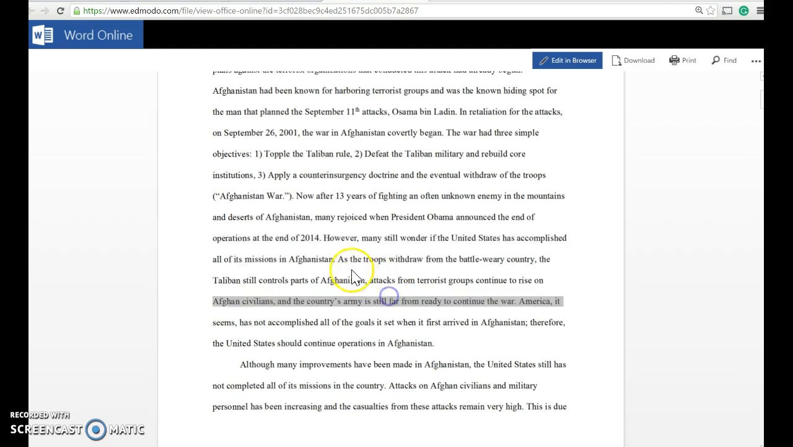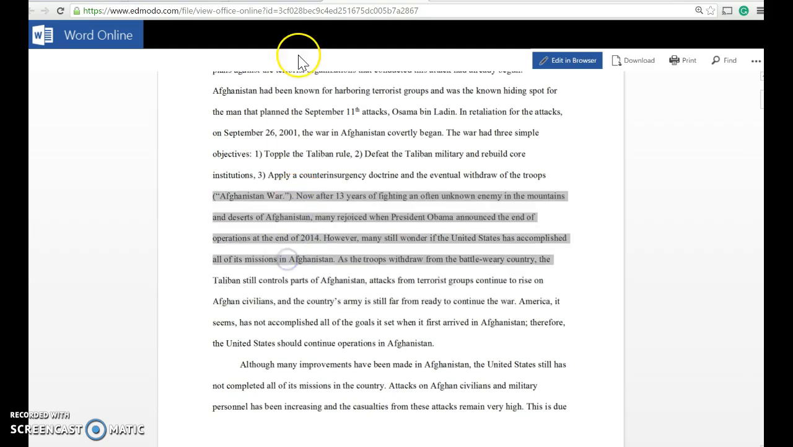And he expands on that somewhat more in this particular sentence when he states, as the troops withdraw from the battle-weary country, the Taliban still controls parts of Afghanistan. Attacks from terrorist groups continue to rise on Afghan civilians, and the country's army is still far from ready to continue the war. So at this particular point in time, you can see that he's starting to streamline down to his thesis. He's saying, okay, I'm giving you my position on the paper after giving you contrasting viewpoints.